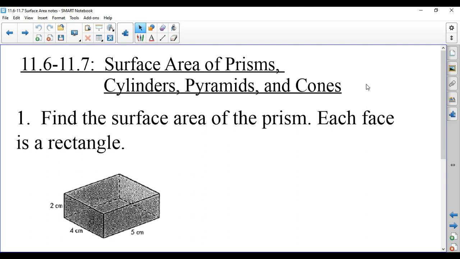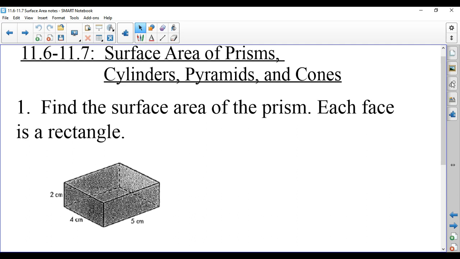We want to find the surface area of a prism. In this case, each face is a rectangle. So one strategy to do this is to just find the area of all 6 of the rectangles. You have a top and a bottom that are congruent to each other, front and back, and then in the other direction. So what we can do for this is we have 2 rectangles that are 2 by 4.